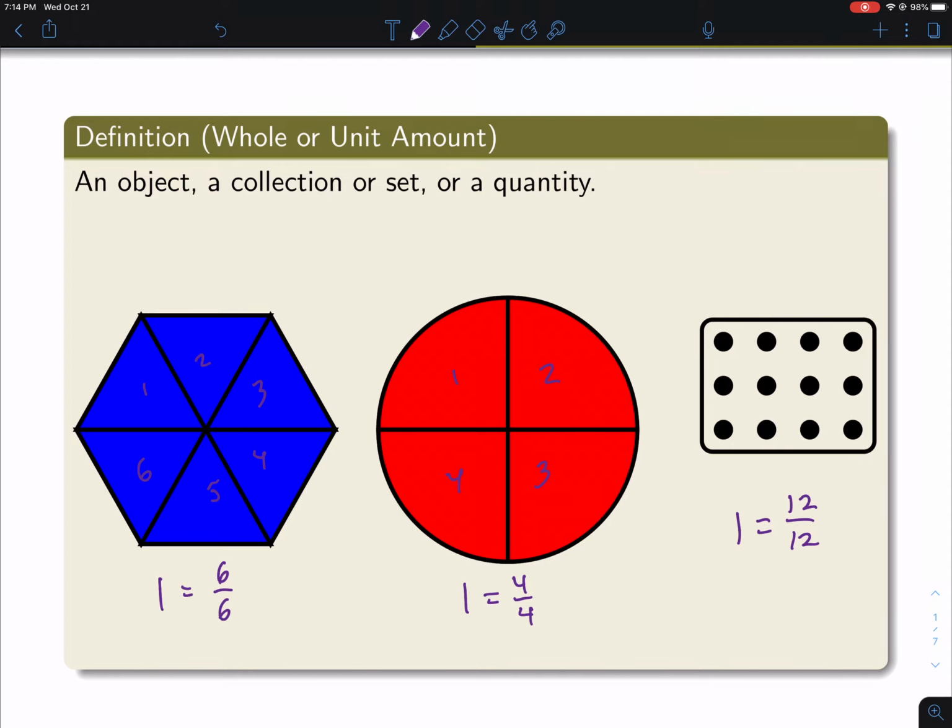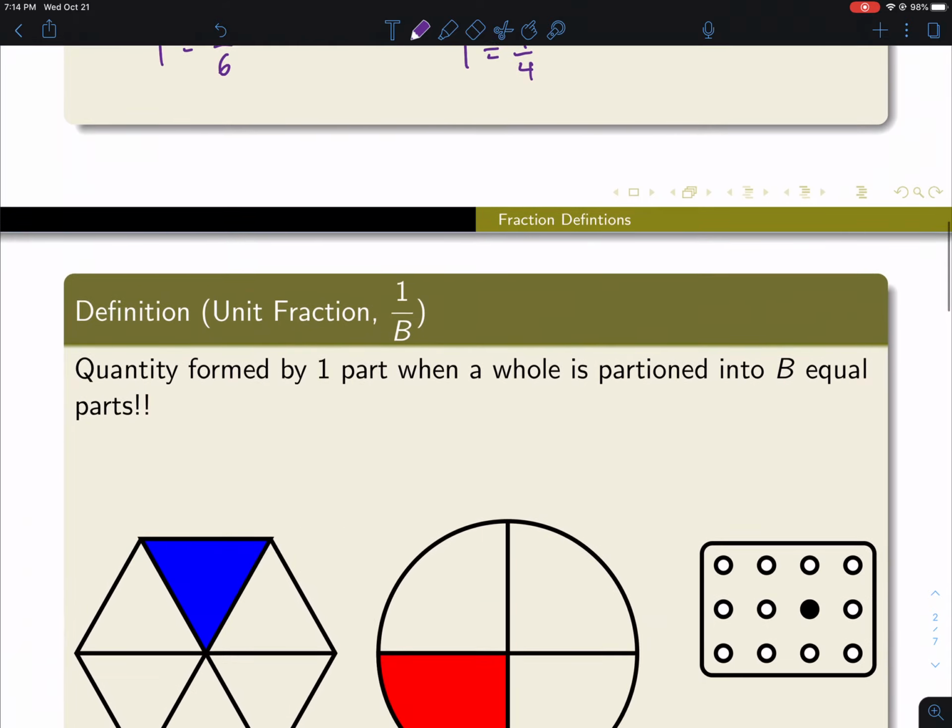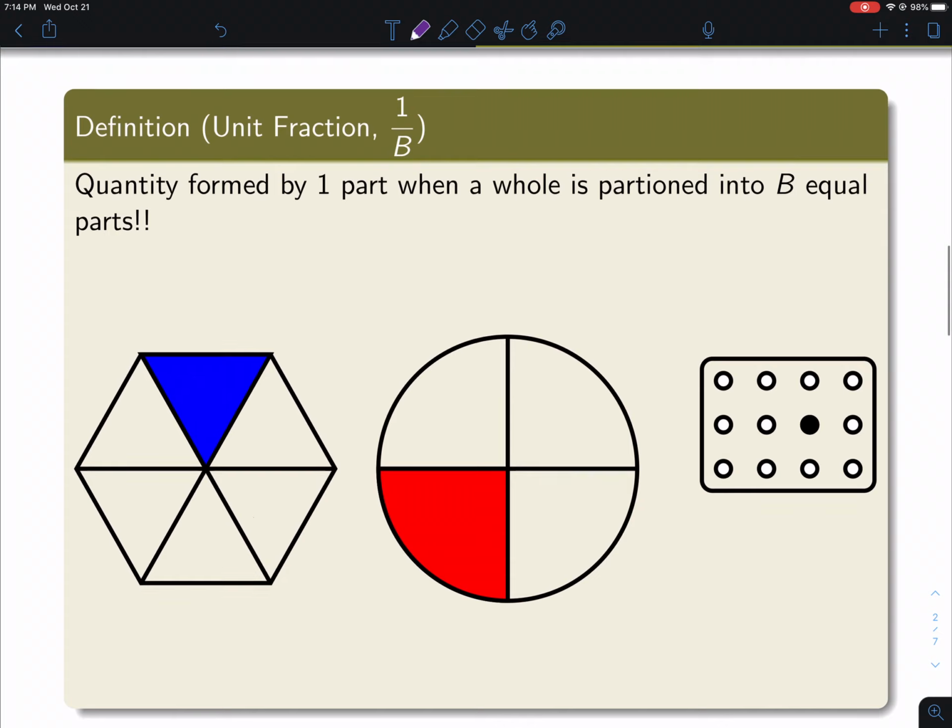All right, let's move on to the next one. Our next one is what's called the unit fraction, and it's always written as 1 over b. It's just one section of our big object that we're talking about. It's the quantity formed by one part when a whole is partitioned into b equal parts. Notice in all the different colors now I only have one thing shaded in for each one.